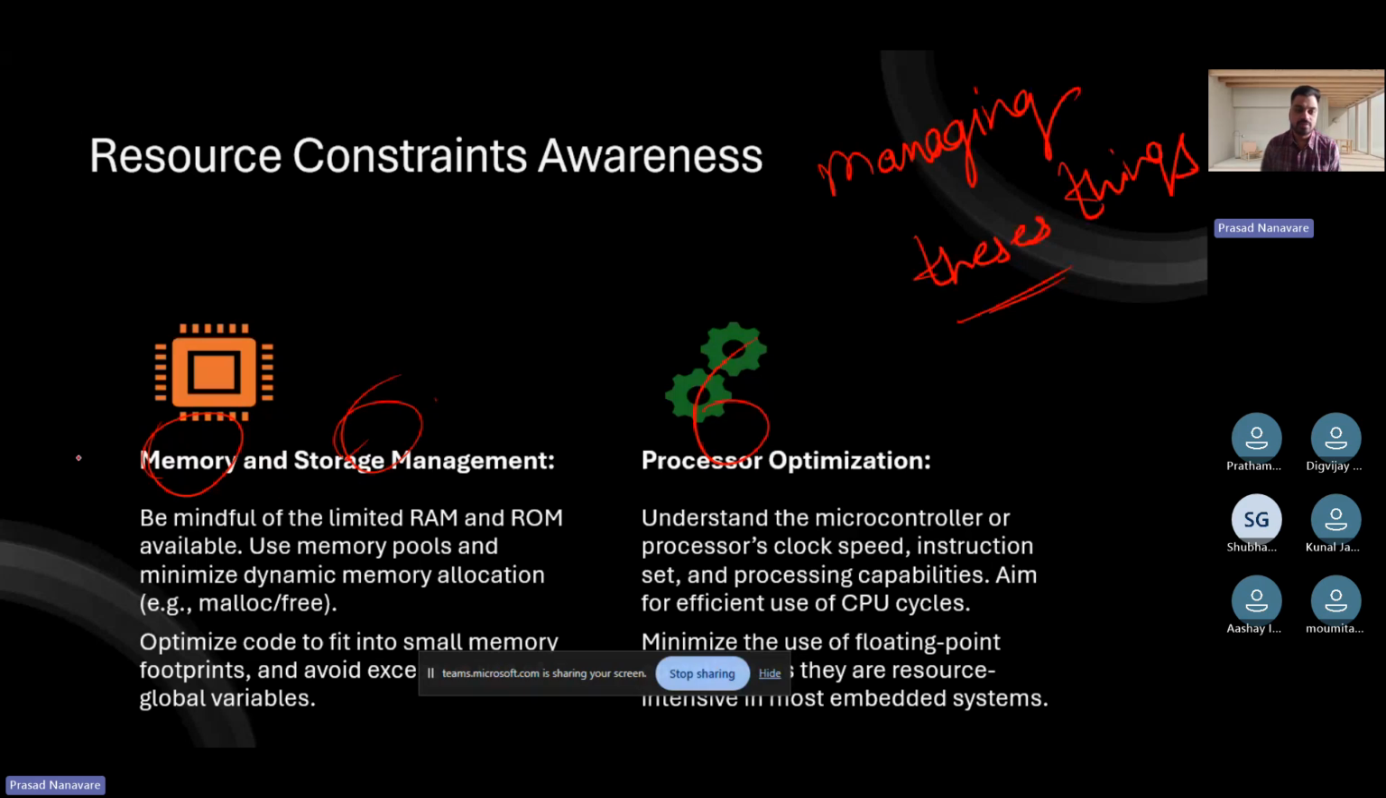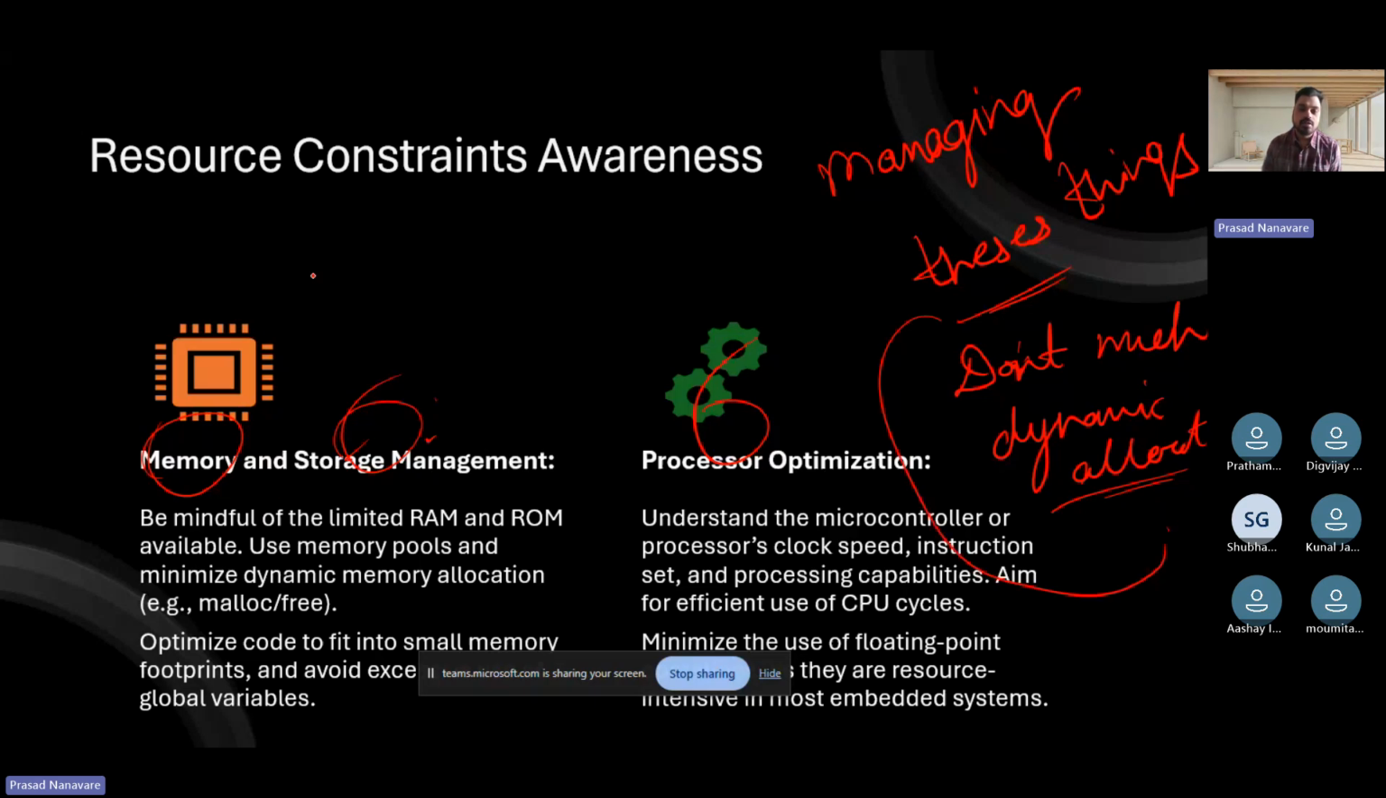How do we manage memory effectively? The standard practice recommends not to do much dynamic allocation, because that is going to create some losses like fragmentation. This is for memory management. Then again, optimizing our code to fit into the memory also matters. If we are writing unoptimized versions of the code, then that is definitely not recommended.